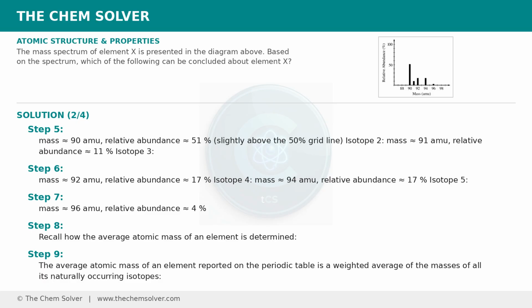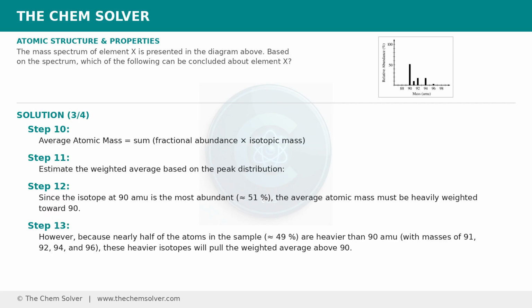Recall how the average atomic mass of an element is determined. The average atomic mass of an element reported on the periodic table is a weighted average of the masses of all its naturally occurring isotopes. Average atomic mass equals the sum of fractional abundance times isotopic mass.